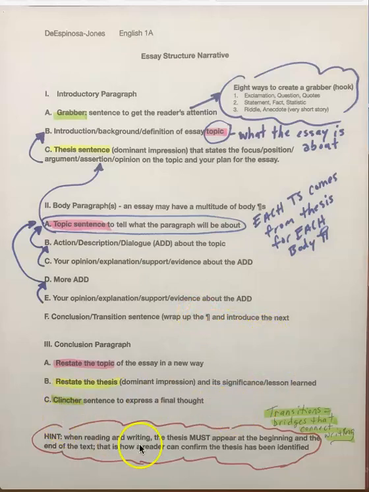I'm going to give you one final hint. When reading and writing, the thesis must appear at the beginning and the end of the text. That is how a reader can confirm the thesis has been identified. So when you are reading expository text, you will find a thesis in the beginning. It doesn't necessarily have to be the first paragraph. It could be the second or third. And you'll also find it at the end of the paper. And that's how you confirm that the thesis is what you believe it is.